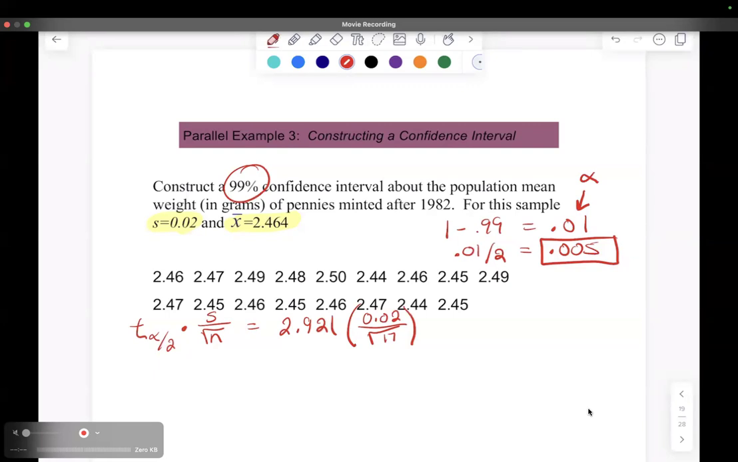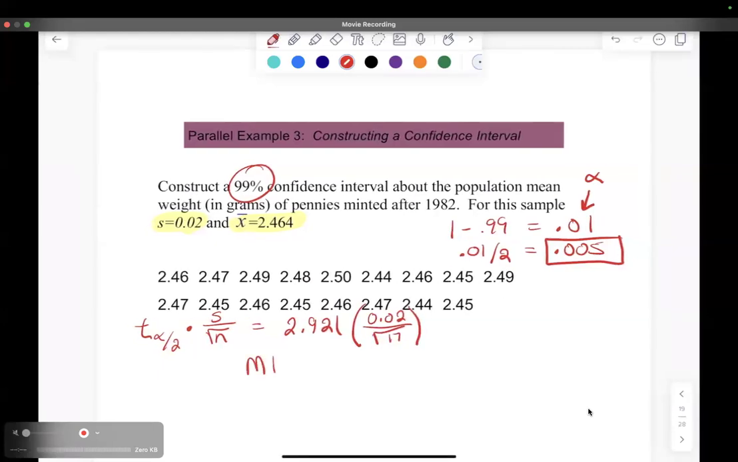So you should be able to put this whole thing in your calculator. Let's give it a shot. I got that my margin of error equals 0.014 approximately. That's what I got for my margin of error. Please correct me if I made a mistake, because I do that.